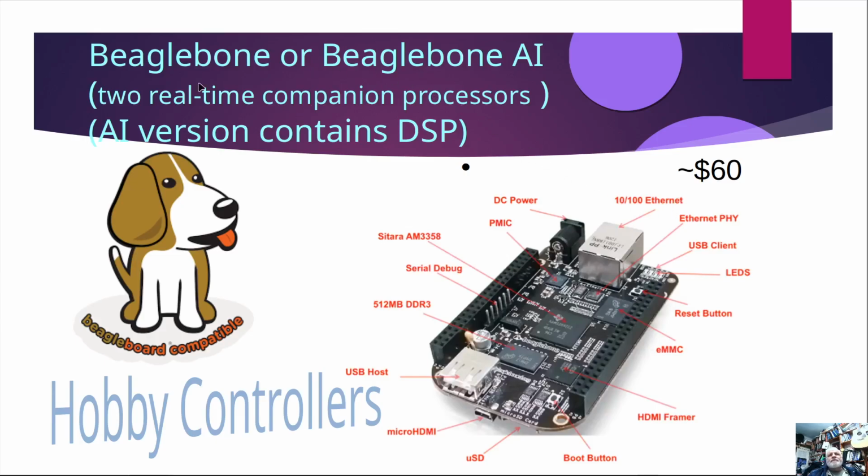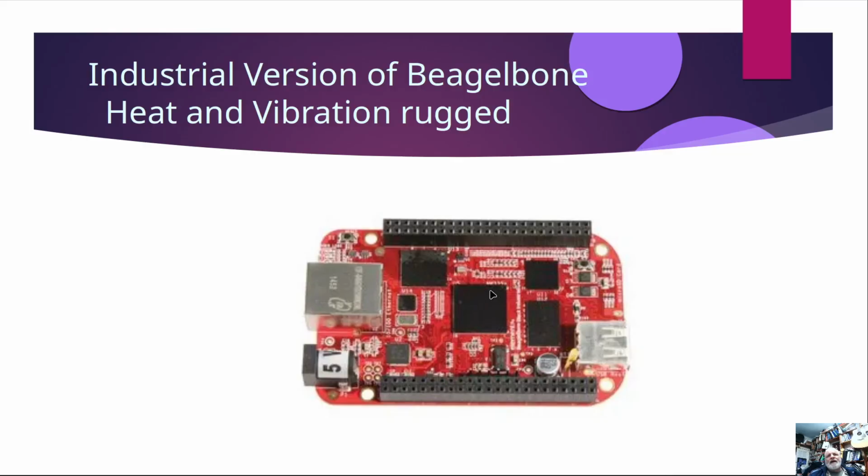Now the BeagleBone is actually a combo board. It has a standard processor on it that can run an operating system, but it also contains two real-time companion processors, so you can actually run two separate real-time programs, and then you can run some more standard stuff built on top of the operating system, and you can communicate between the two very, very easily. It also has a lot more I/O. They make an industrial version of it.